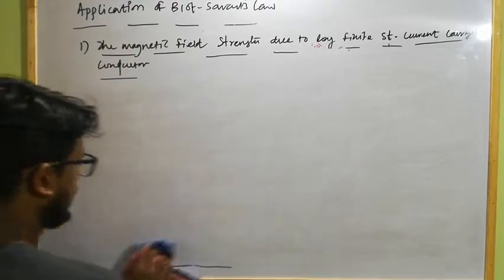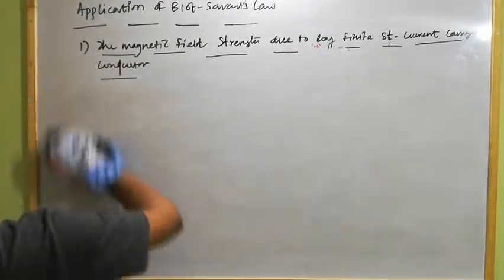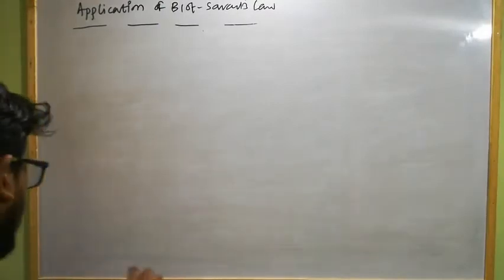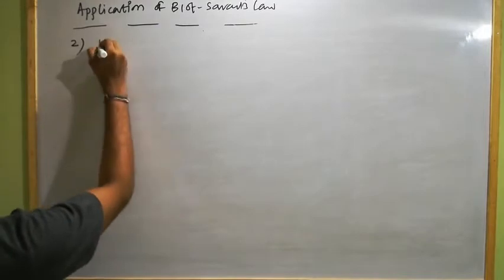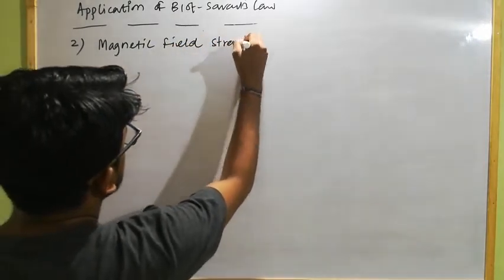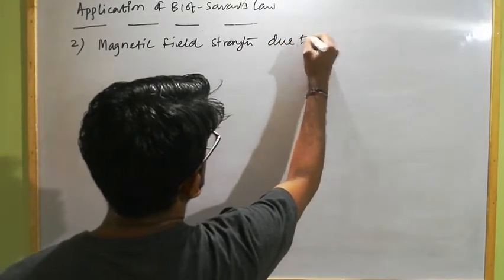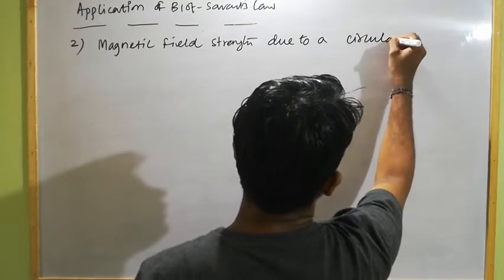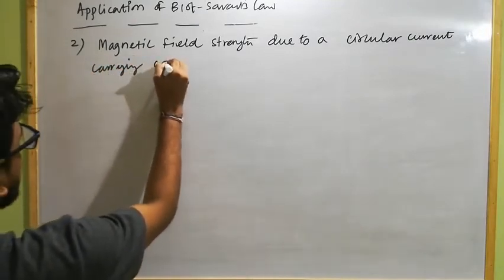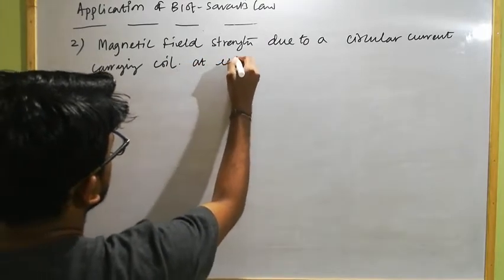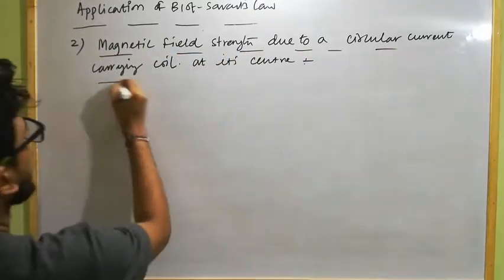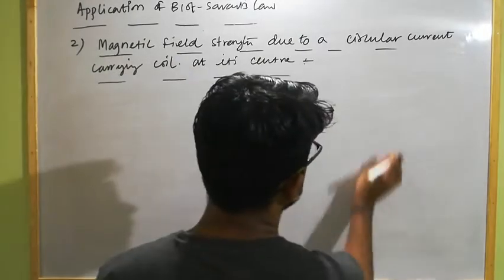The next application of Biot-Savart's law is the magnetic field strength due to a circular current carrying coil at its center. By the application of Biot-Savart's law, we have to find out the magnetic field strength due to a circular current carrying coil at its center.